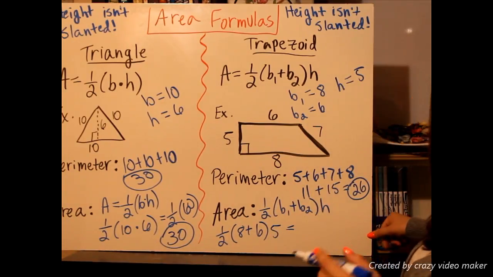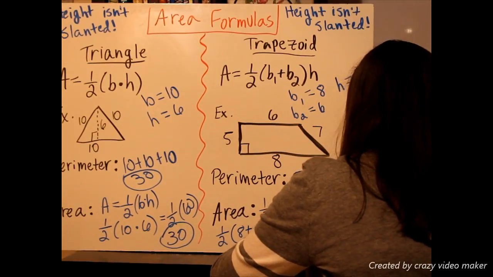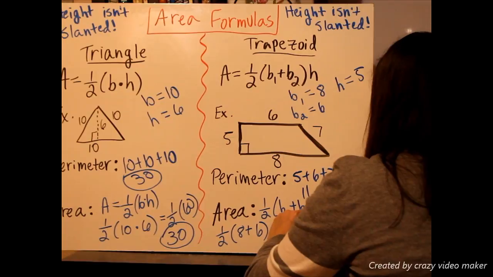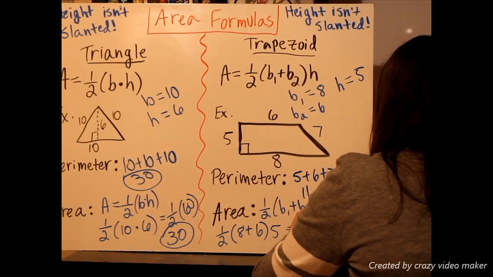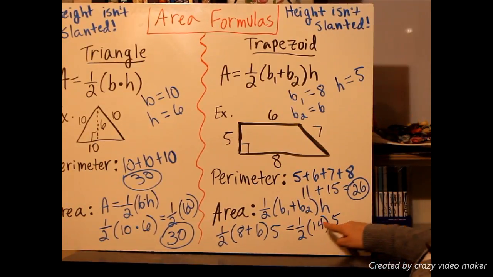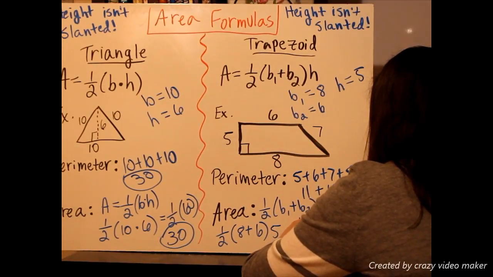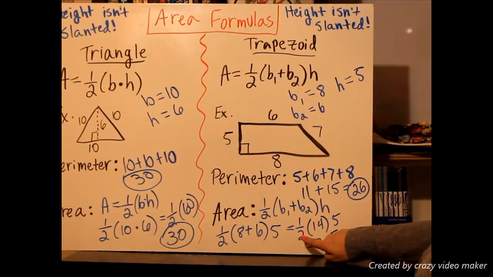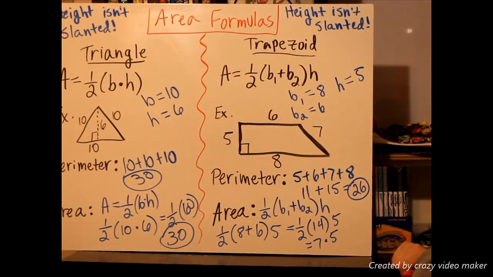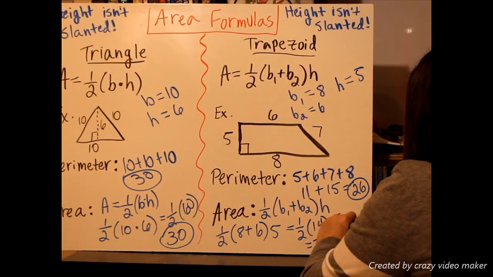Now we're going to follow the order of operations. We start with the parentheses. So it becomes 1/2 times, and 8 plus 6, that's 14, times 5. Now we're still following order of operations, and this is all multiplication. So we're going to go from left to the right. So we have 1/2 times 14. Well, that's 7. And we're still multiplying by 5, because the 1/2 times 14, that gave us 7. And now we're going to multiply by 5. 7 times 5, 35.